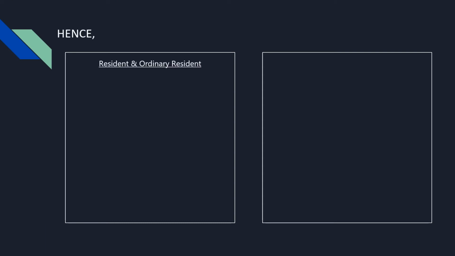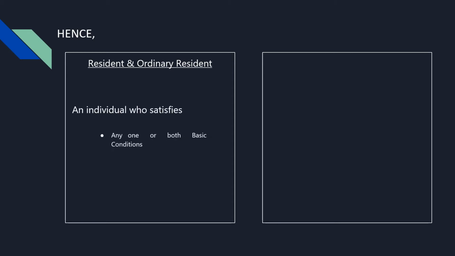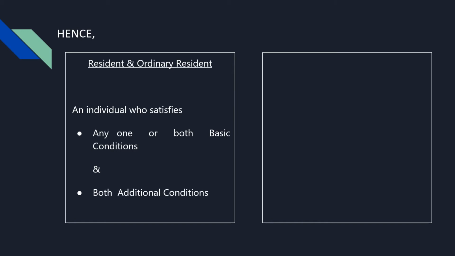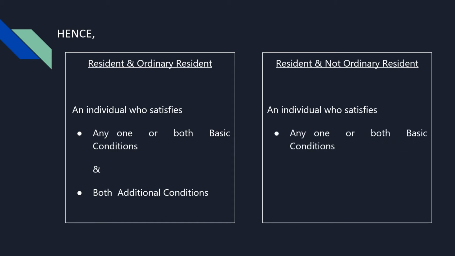Hence, for an individual to be a resident and ordinary resident, he has to satisfy any one or both of the basic conditions and both the additional conditions. For an individual to be a resident and not ordinary resident, he has to satisfy any one or both basic conditions and any one additional condition.